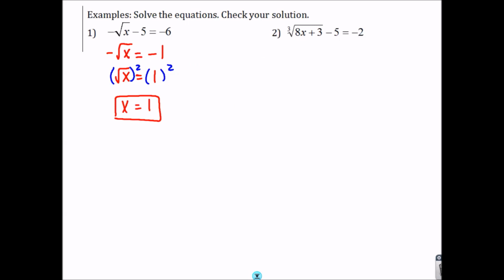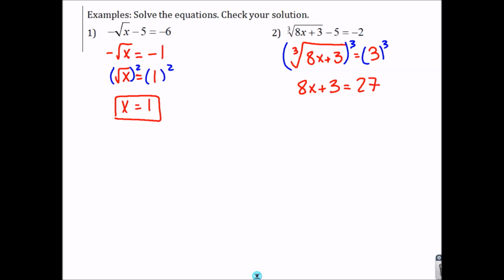On the second example here, first I need to isolate the radical, so I need to add 5 to both sides. Then, to get rid of the radical, this is a cube root, so I need to cube both sides. So on the left side of the equation, I'm just left with 8x plus 3, and on the right side, 3 cubed is 27. Then I just finish solving like normal. I subtract 3 from both sides and divide both sides by 8.